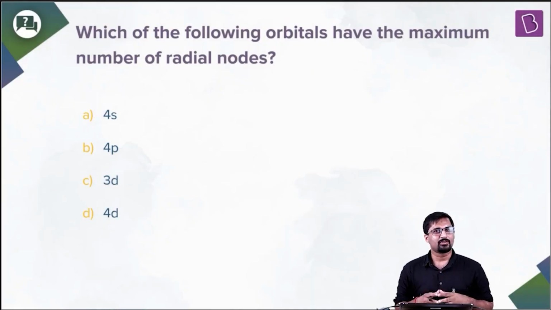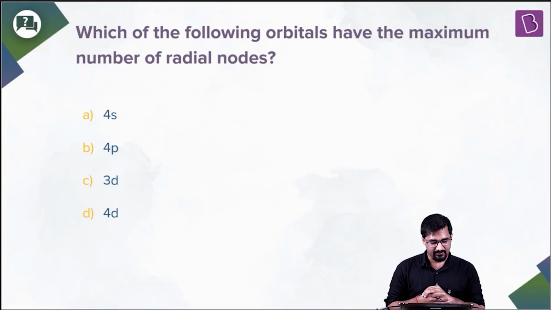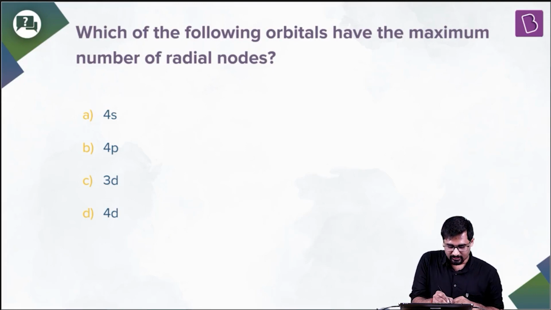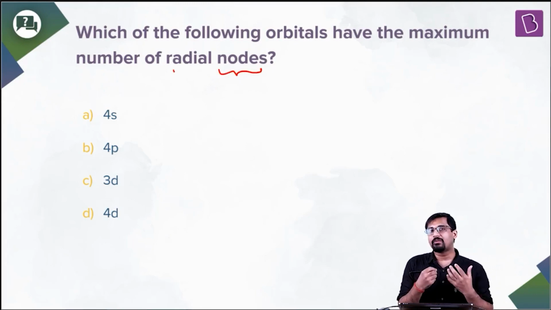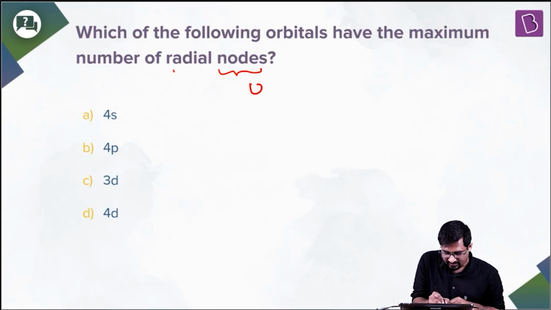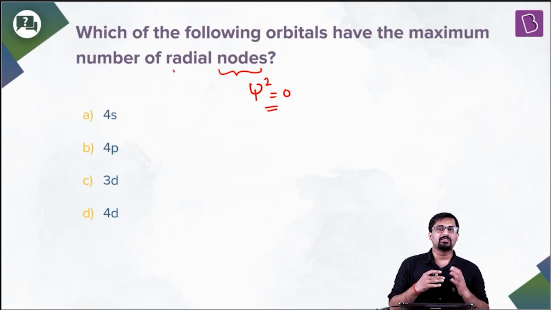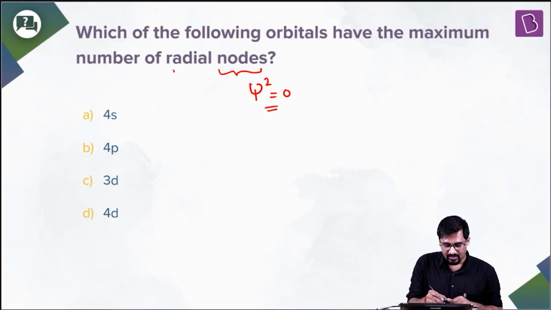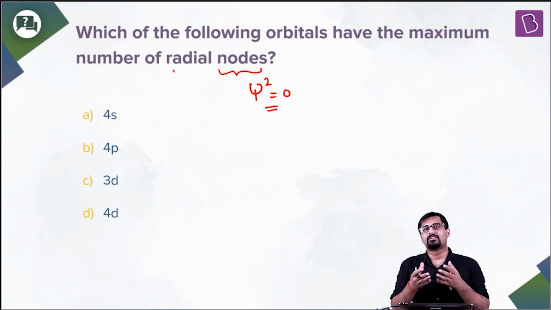Hi, let's have a look at this question. The question is, which of the following orbitals have the maximum number of radial nodes? Very interesting question. So let me first tell you, nodes are basically those regions where the probability of finding electron is 0, that is psi square is 0. And radial node means the region should come along the radius, and it is spherical region basically, and that is how the radial node is also called as spherical node.